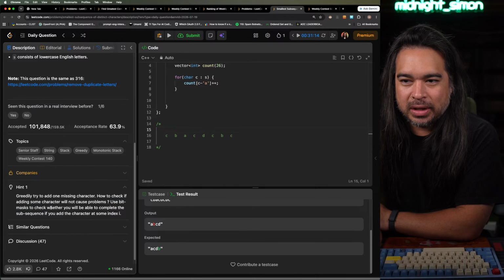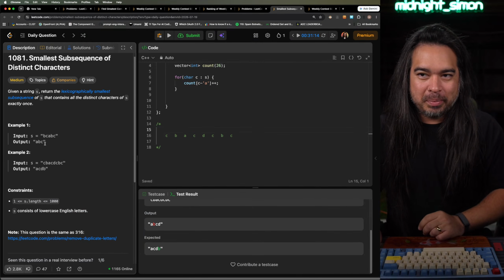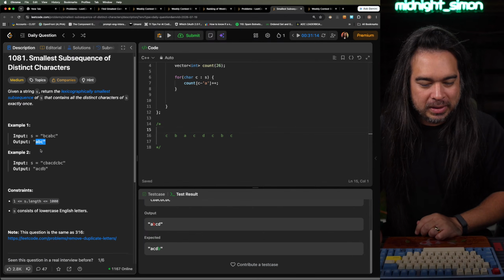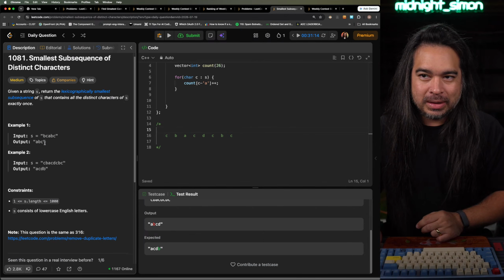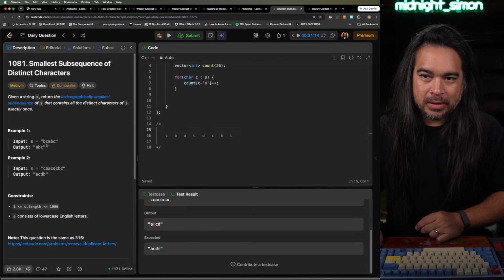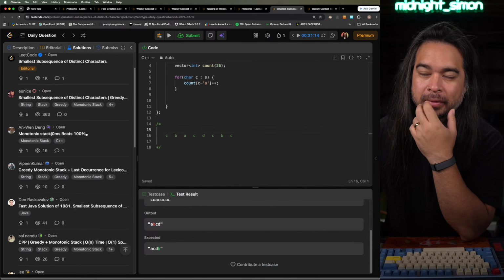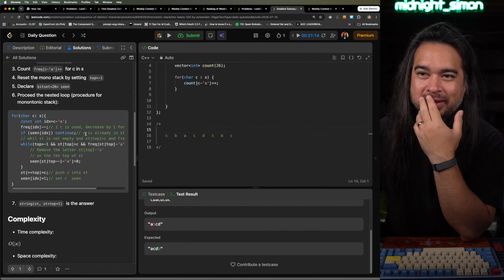Use bitmask to check whether you'll be able to complete the next subsequence. Yes, bitmask. Thought about some bitmasking. Because there's 26 letters in the alphabet, which fits into a 32-bit integer. So you can use that as a bitmask, so that you don't select multiple of the same character, but still not super certain how to do that one, man. I use a monotonic stack here, man.